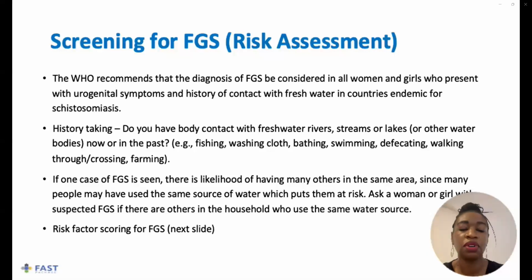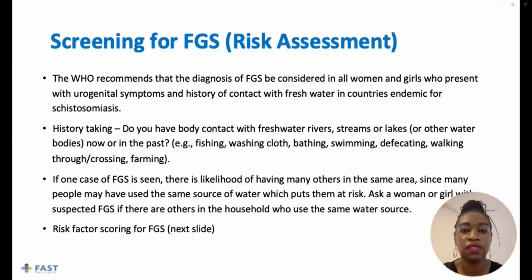Now, this kind of contact can come about during your routine work, mostly in scenarios where people are fishing, washing clothes, bathing, swimming, defecating, walking through the water, or farming. Another aspect, you can also ask about their menstrual health hygiene practices. And then, what is their source of water? That can also help you establish the possibility of them getting into contact with a contaminated water body.